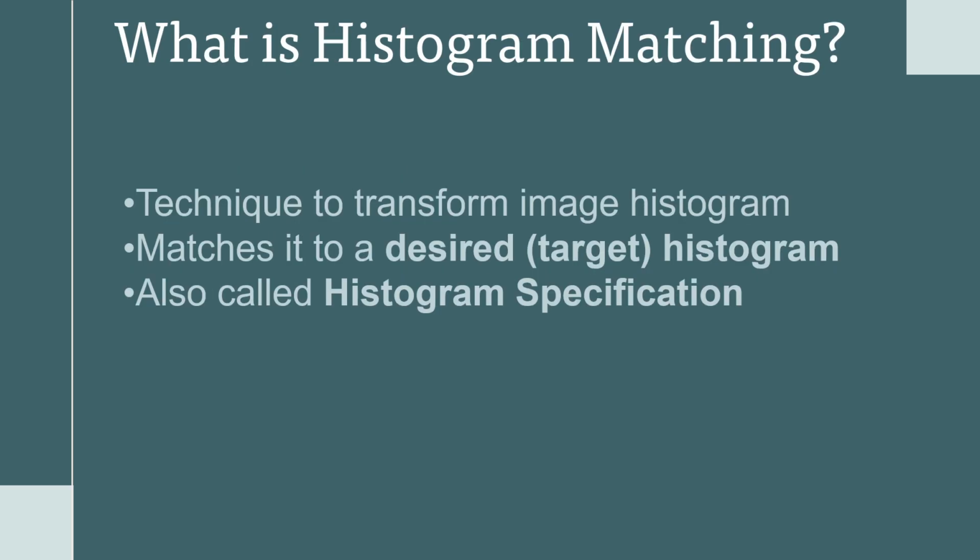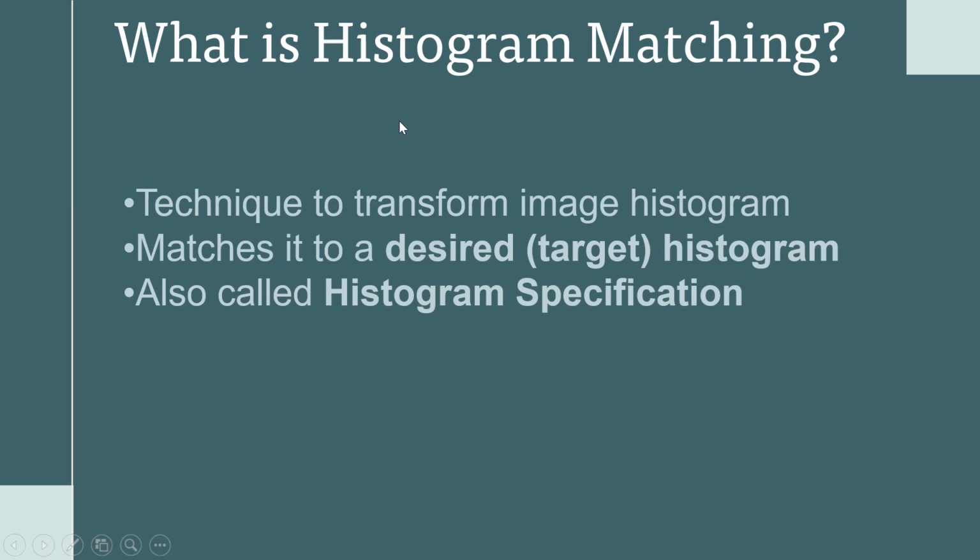Okay. So now understand what is histogram matching. Histogram matching is a technique used to transform an image so that its histogram matches a desired or target histogram. In simple words, we take one image and adjust it so that it looks like another image in terms of intensity distribution. It is also called histogram specification.